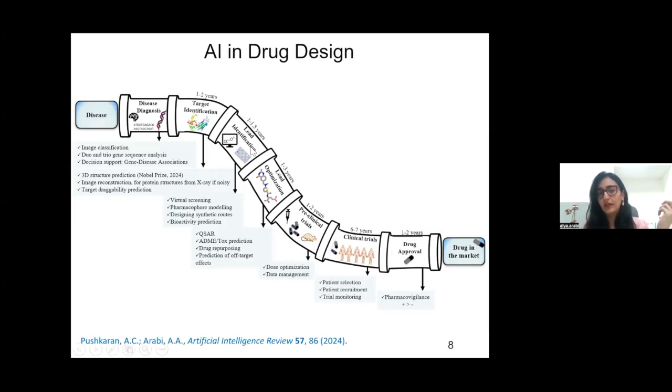Lead identification, where we can do virtual screening, but it's no longer the classical virtual screening where you have a library and you're screening all molecules for a given target. It is an AI-assisted virtual screening where you can predict all the properties without necessarily calculating them at a time-consuming level.